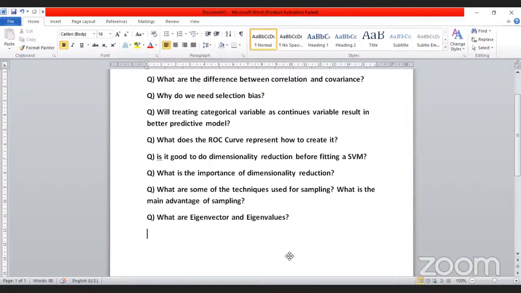Then what are eigenvalues? Eigenvalues are the coefficients that are applied on eigenvectors, which give these vectors different values for the length or magnitude.